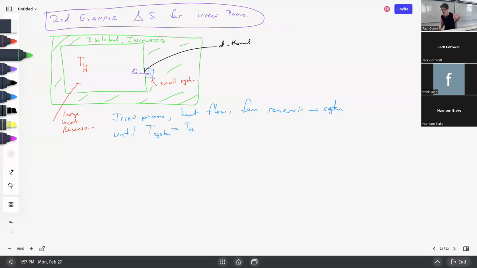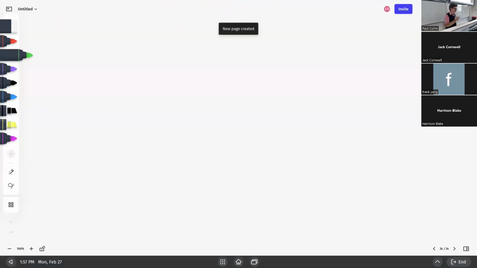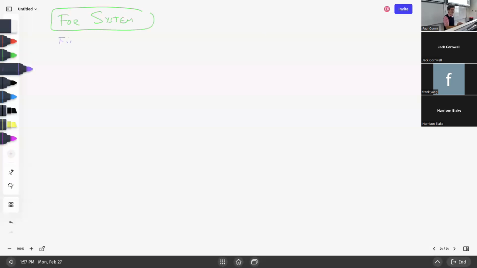So for the system, I need to find a reversible process. So what does the system do? The system is tiny. All it feels is heat coming in. It doesn't know where the heat's coming from. It knows nothing about it. So as far as it's concerned, the heat could have come from anywhere. So let it come from anywhere.